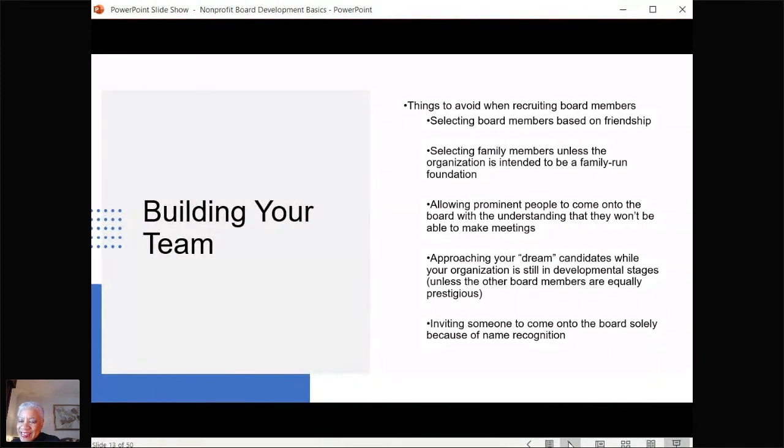Okay, I see a comment from Sai. She says, the first mistake I made was selecting friends or people I thought would be good at it because they said they would, instead of checking their background, resume, etc.